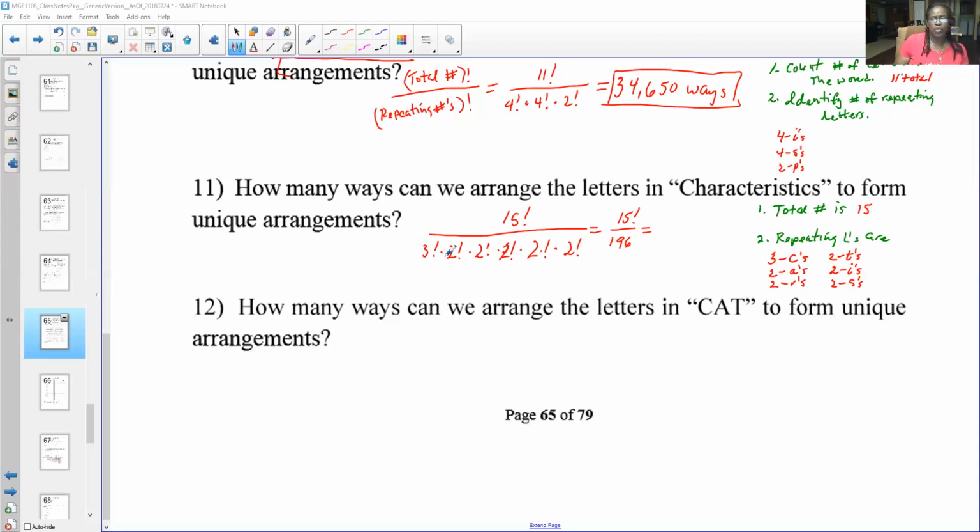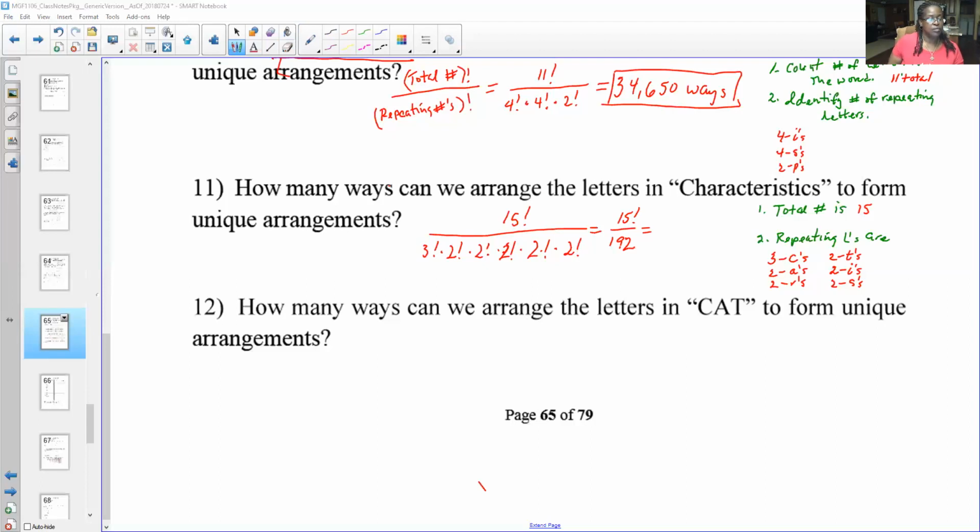Oh, I put 196 instead of 192, didn't I? This should be a 2. I read it wrong in my calculator and it said 2, but I put a 6. That can happen. This should have been a 2. So when I put it in my calculator again, that's going to give me the right answer now.